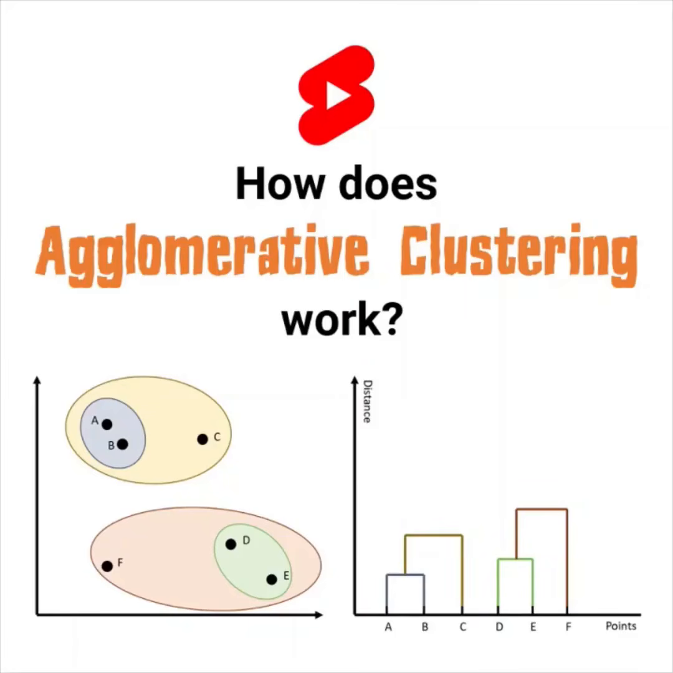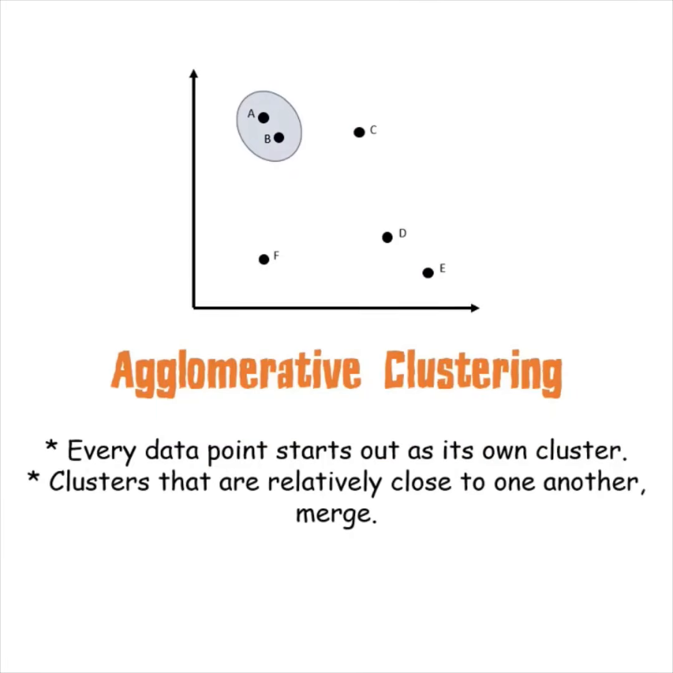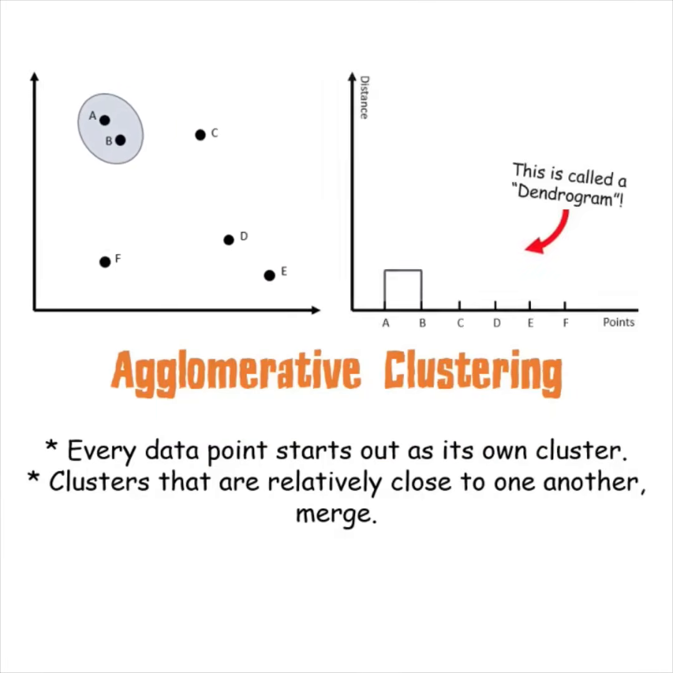How does agglomerative clustering work? Imagine these data points in 2D space. In agglomerative clustering, you start off with each sample in its own cluster. Then you combine the nearest clusters, which are A and B. You can also depict this connection in the diagram on the right.